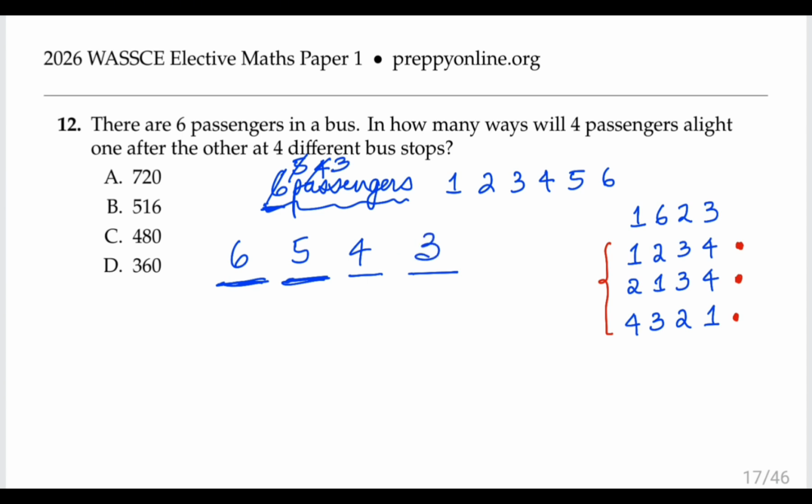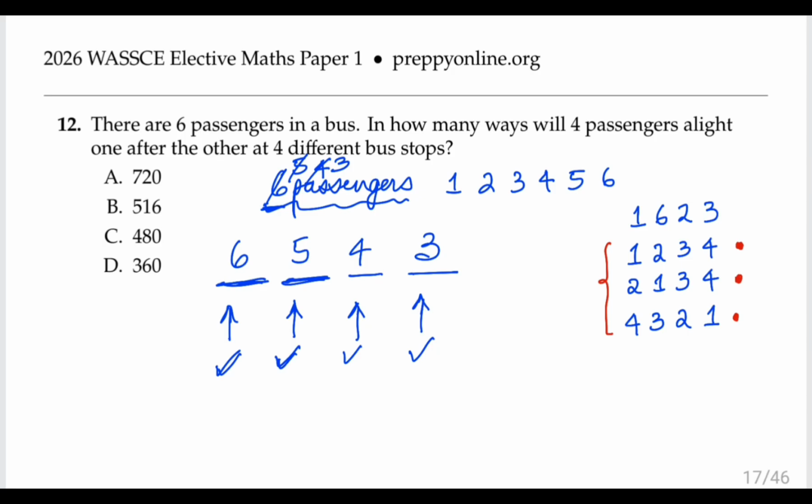So this is what's going on. At the first bus stop, there are 6 possibilities. And then for each of those 6 possibilities, once somebody gets down, at the second bus stop we only have 5 possibilities for who can get down. And then after this step and this step, when we get to the third bus stop, we only have 4 passengers left. So there are only 4 possibilities for who can get down. And then after the first 3 stops and people getting down, we are left with this one.